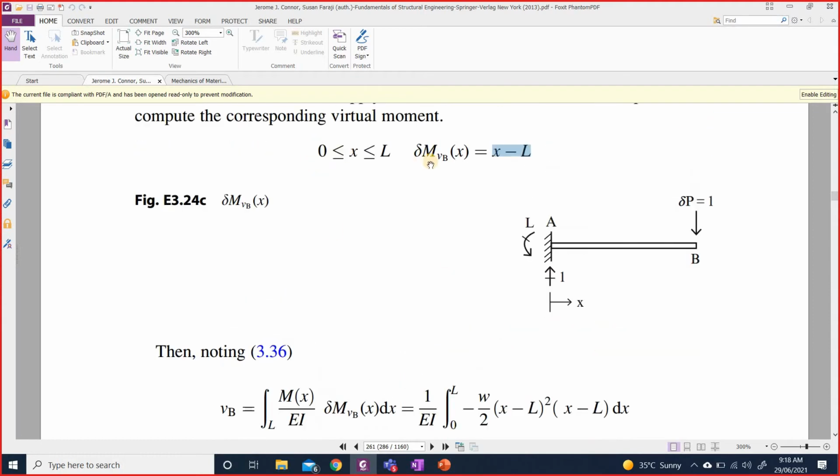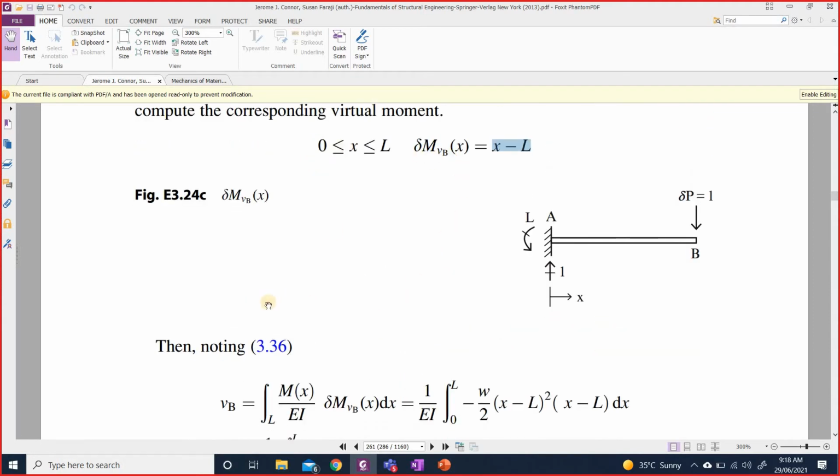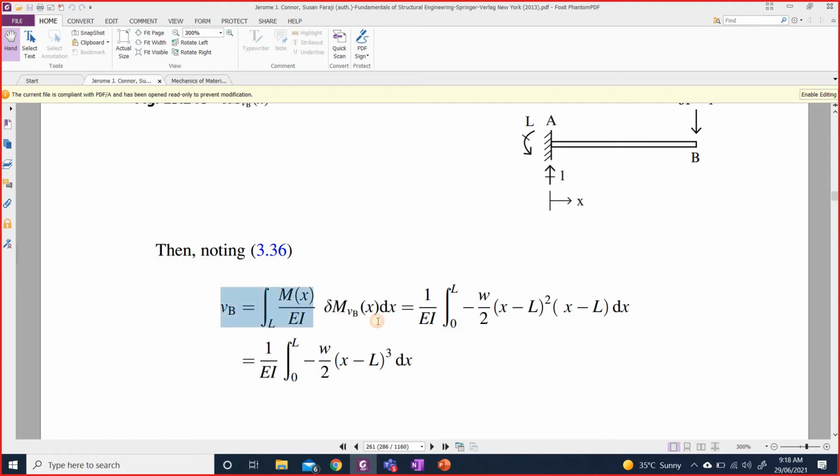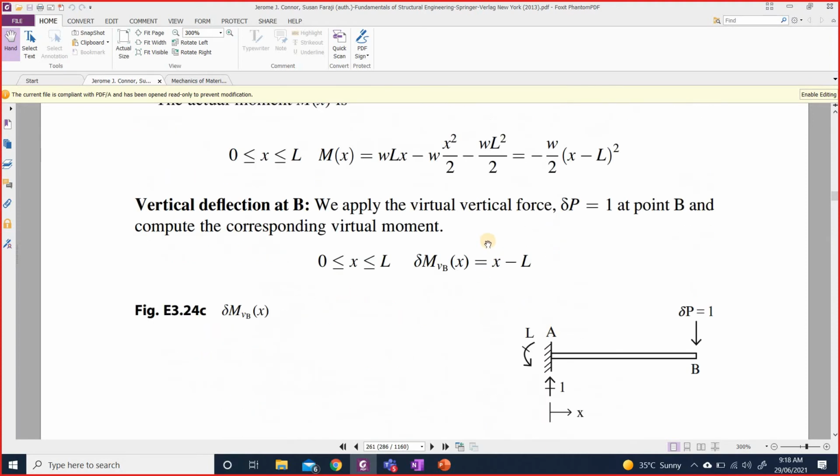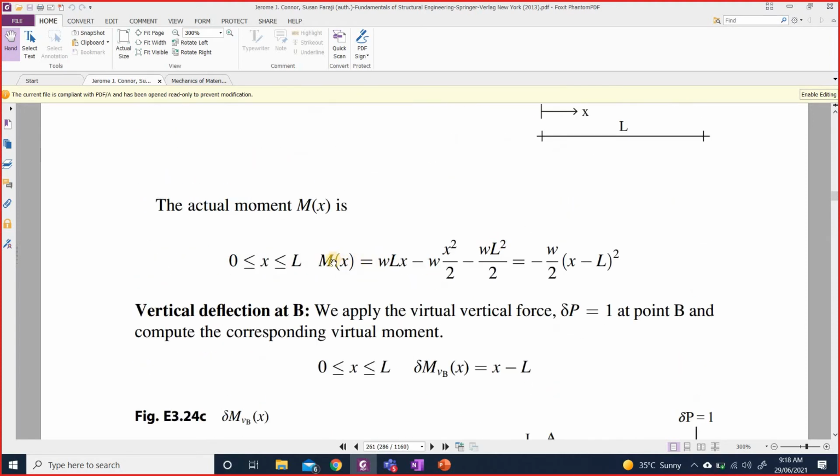So now you have delta M_VB(x) available. Now you can just put these values into your formula. This is what we have discussed in our slides. And now you need to substitute. EI is a constant, so 1 over EI can be taken outside the integral, and then you just need to substitute M(x). This is M(x).